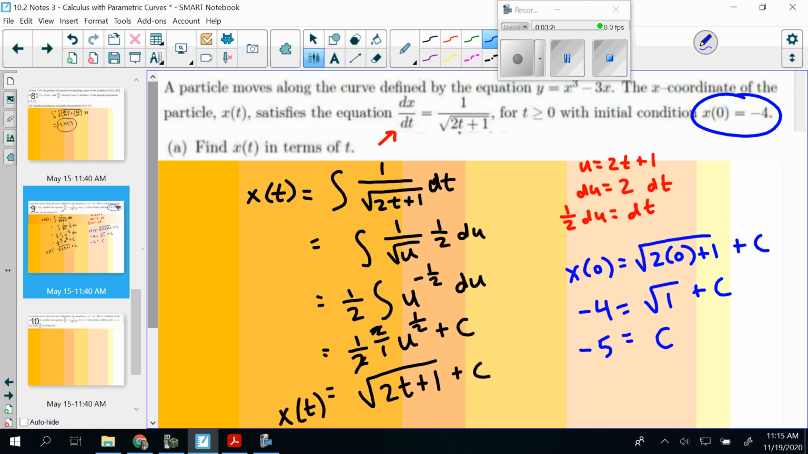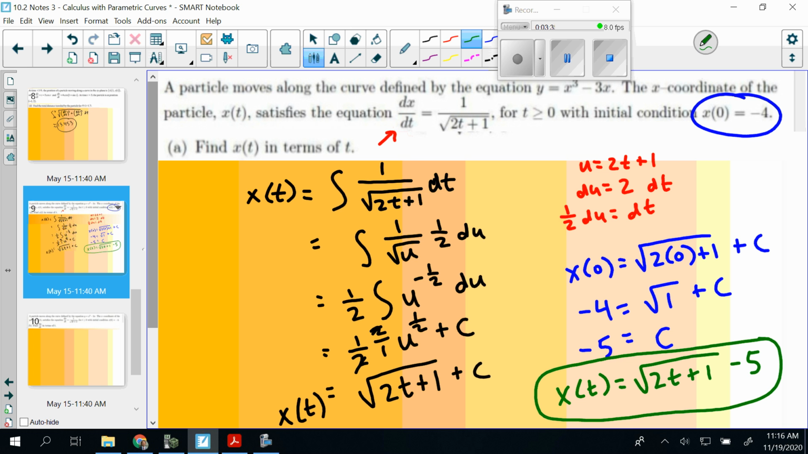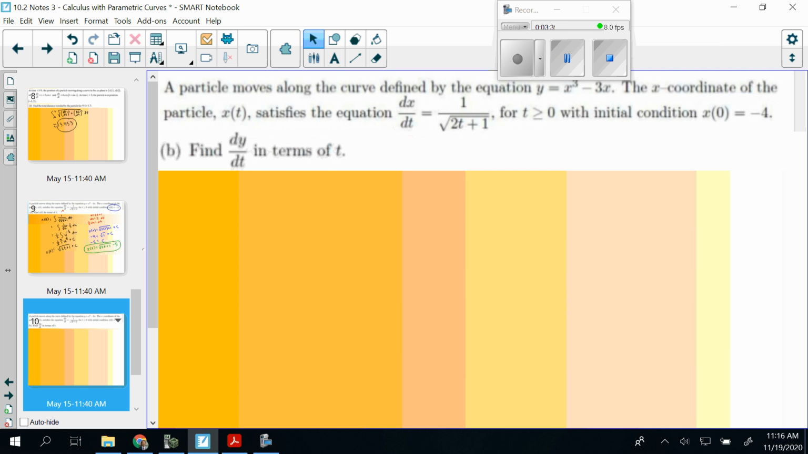So the final equation for this one that we would write out as our answer is that x of t is equal to square root of 2t plus 1 minus 5. That's the equation they're looking for. All right, let's go on to part B. Find dy/dt in terms of t.